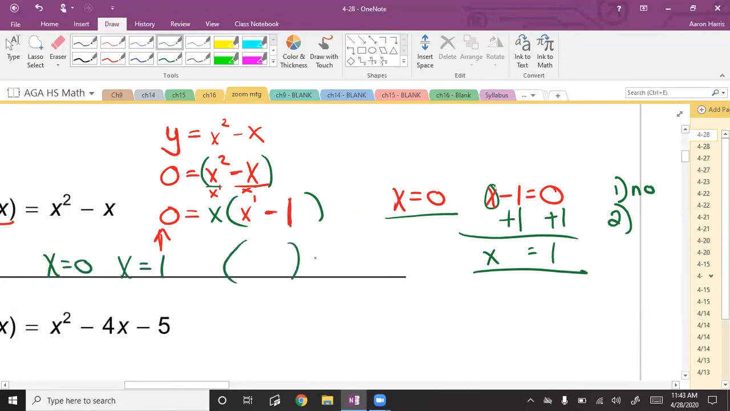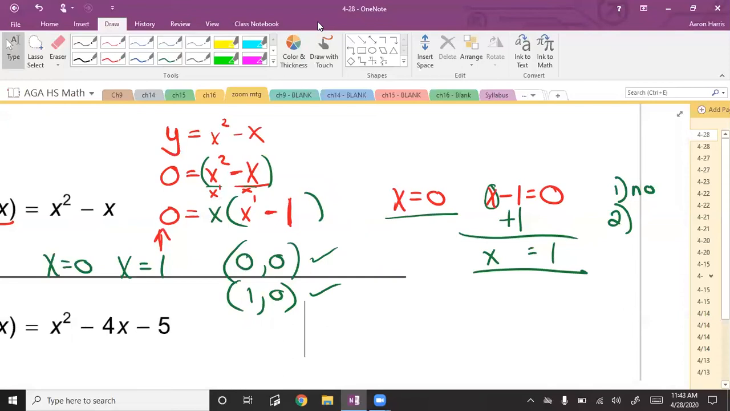If I want, and this is ahead of the game, if I want to graph them, when X is 0, Y is 0. When X is 1, Y is 0. And those are the 2 points I could graph. Okay? Does that make sense? Kind of, yeah. All right.